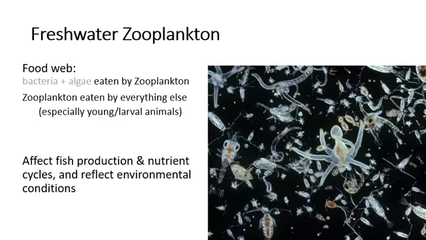Rotifers and other zooplankton are extremely important for small animals like larval fish, larval arthropods, and larval salamanders, and all of those are eaten by larger fish. So they have a big impact on fish production and also nutrient cycles. And remember that they are indicator species, so they can reflect the environmental conditions within that water.